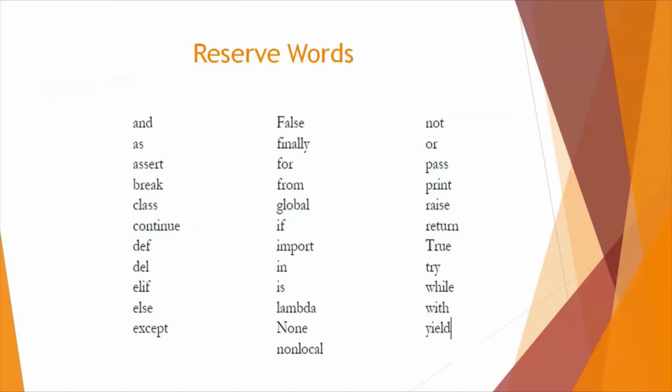So these are some reserved words which you can't use for declaring variable names: and, as, assert, break, class, continue, def, del, elif, except, else, false, finally, for, from, global, if, import, in, is, lambda, none, nonlocal, not, or, pass, print, raise, return, true, try, while, with, yield. These are some reserved words which you can't use for declaring variable names.